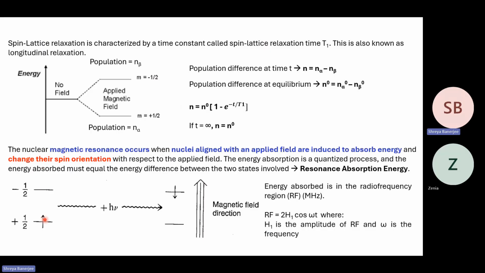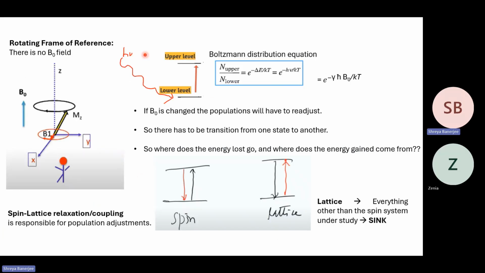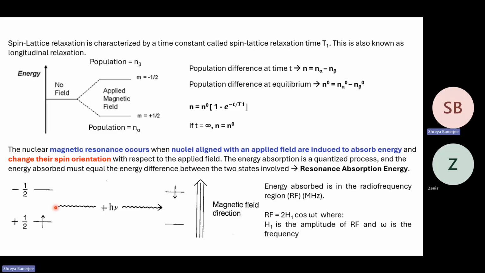Now, when this nuclei is going from the lower level to the upper level, as I just discussed, it has to absorb some energy h nu. So h nu is given to the system, and this spin, which was aligned with the magnetic field in the lower energy level, goes to the upper energy level, where the spin is now in the opposite direction of the magnetic field. This energy absorption is a quantized process. It can only absorb that much energy, that is the energy difference between the two levels. And this is known as resonance absorption energy. And this energy absorbed is in the radio frequency region.